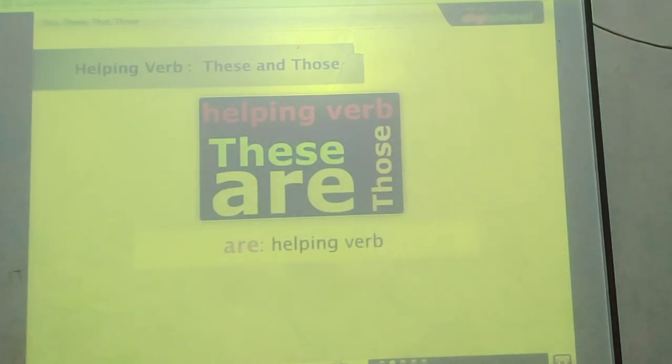The helping verb are is used with a plural noun or more than one. तो हमें क्या दे रखा है जब हमारे पास one thing, one animal, one place हमारे पास दे रखा होता है तब हम this क्या लगाते हैं is और जब बहुत सारे होते हैं these होते हैं those होते हैं तो हम क्या लगाते हैं are जो हमारे helping verb है.